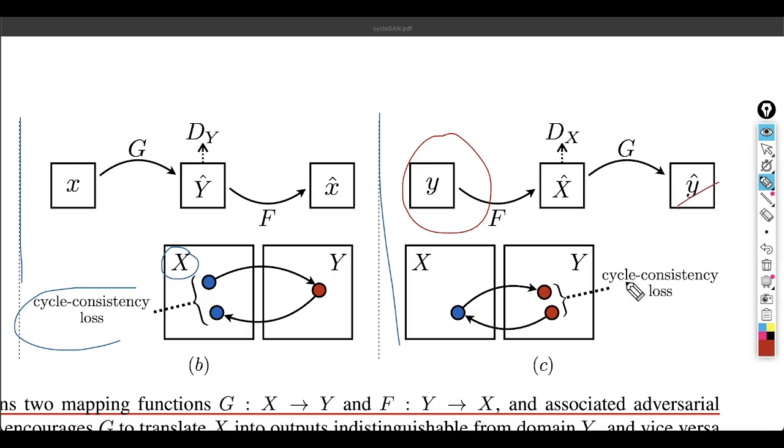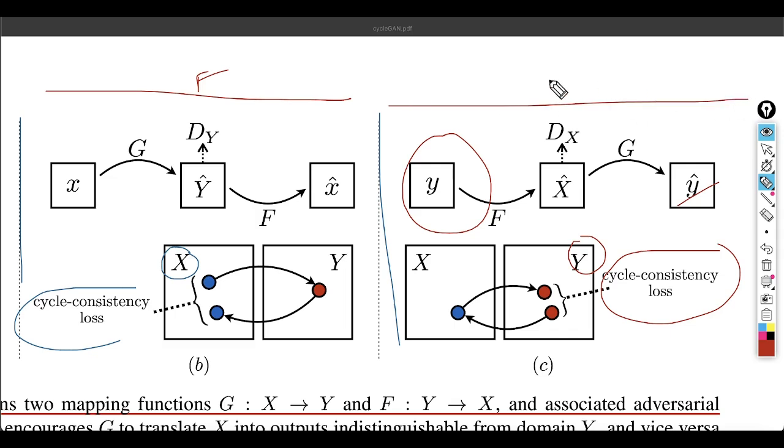And here the role of cycle consistency is to compare the original image from domain Y with the reconstructed image of domain Y. So both do the same work, just this part of the image represents the forward cycle and this part represents the backward cycle. And in both figures, the role of cycle consistency is slightly different. In the first figure, it is trying to compare the original and reconstructed image of domain X, and in the second figure, it is trying to compare the original and reconstructed image of domain Y.